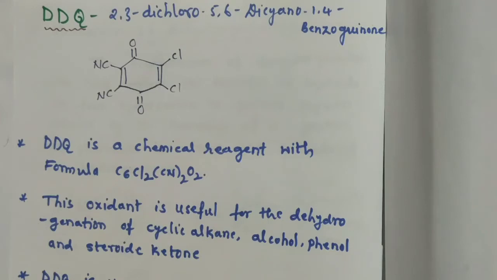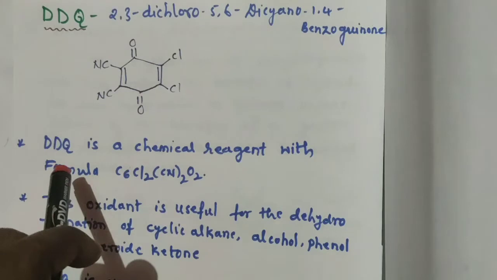DDQ here is the dichloro dicyano benzoquinone molecule. Yes, we can see here the structure of the DDQ molecule. It is a chloro-cyano substituted benzoquinone molecule, and the numbers show the position of those substituents on the benzoquinone molecule. Yes. A quinone is a cyclic ketone.